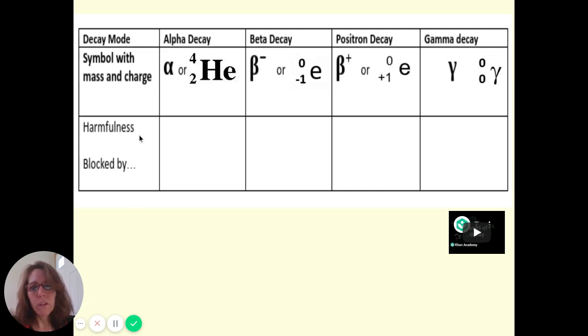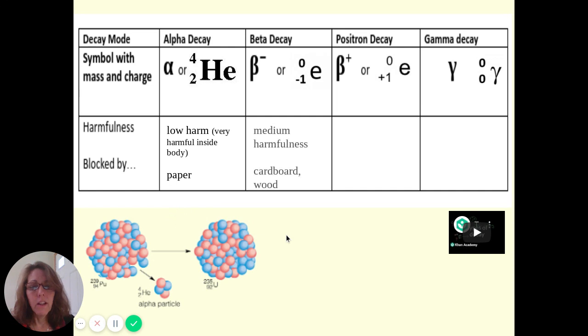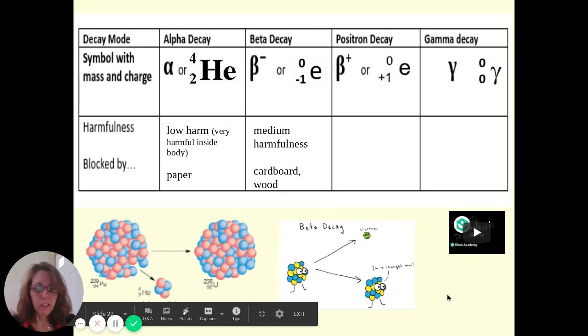Now, these 4 particles, as they're given off, we talk about how they can harm body tissue. The alpha particles have the lowest damaging ability when they're outside the body because they're blocked by paper or your dead skin cells. Unfortunately, they're the ones that are more dangerous inside of your cells because they are so large. Your beta particles have a medium harmfulness. They're blocked by cardboard and wood. Same with your positrons.